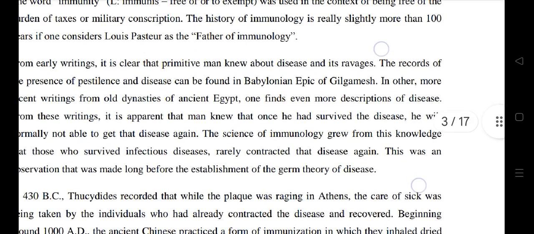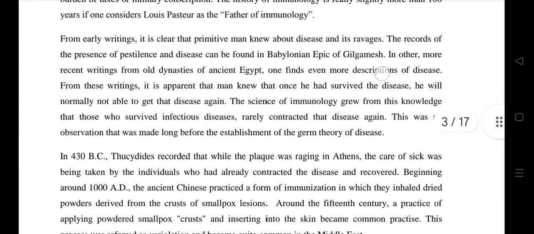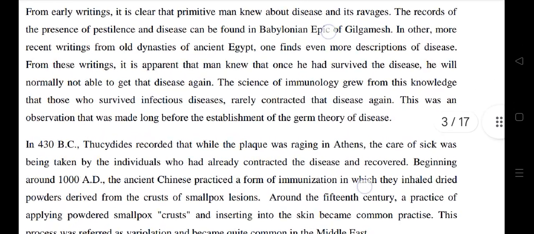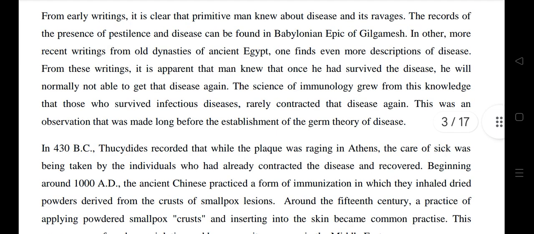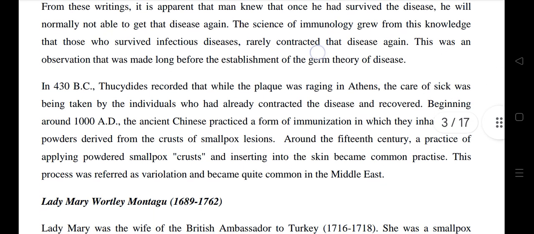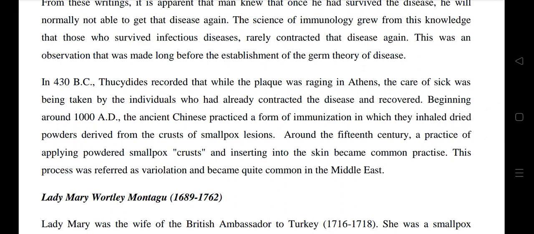The science of immunology grew from this knowledge that those who survived infectious diseases rarely contracted that disease again. This was an observation that was made long before the establishment of the germ theory of disease. In 430 BC, Thucydides, I'm not sure about the pronunciation, recorded that while the plague was raging in Athens, the care of the sick was being taken by individuals who had already contracted the disease and recovered.